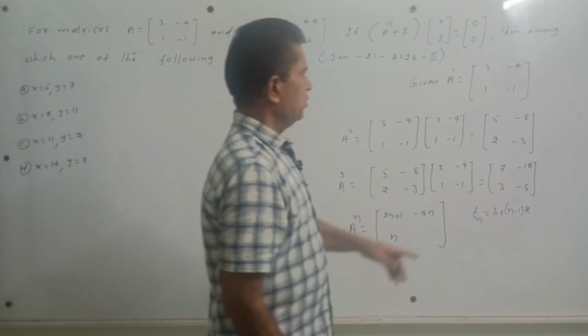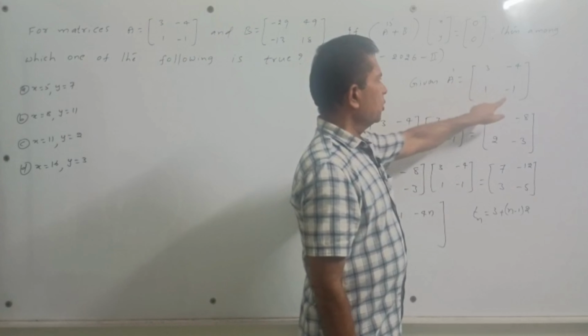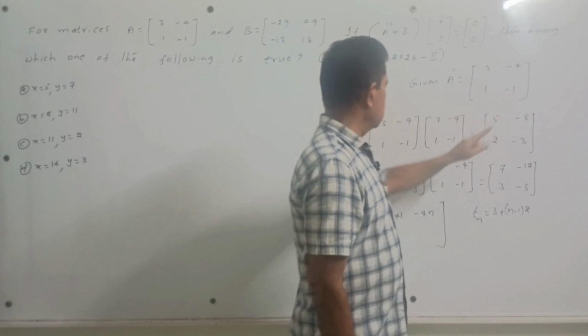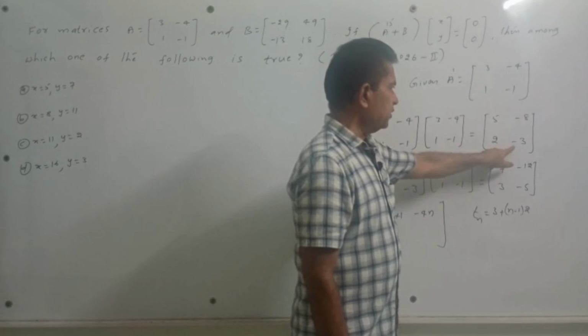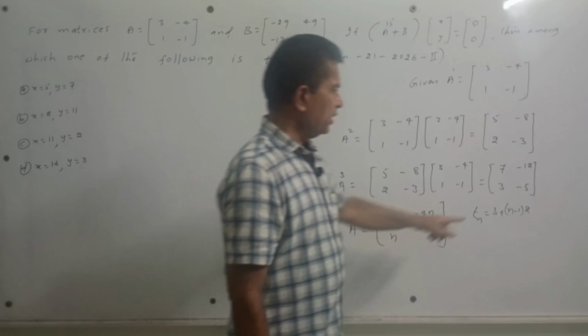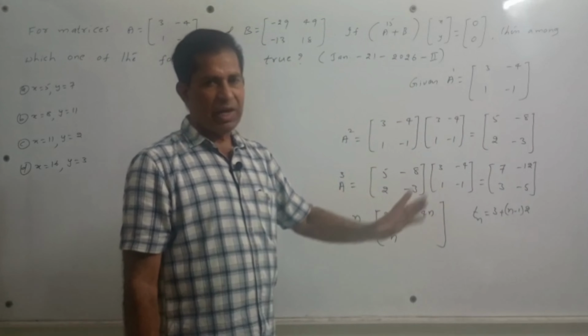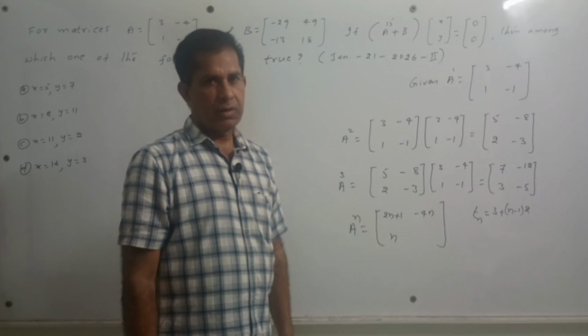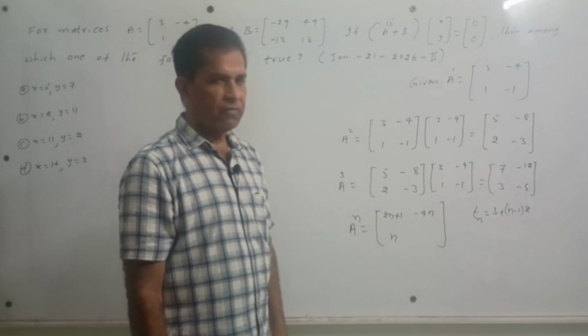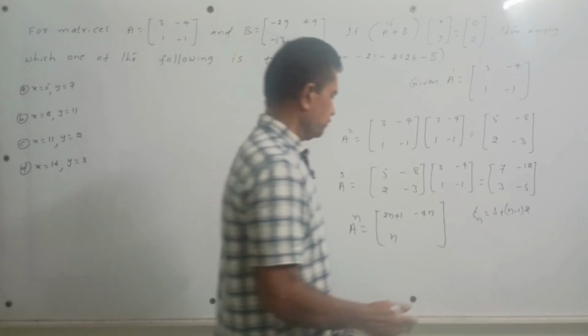Next, see the last element. In a to the power of 1, this is minus 1. In a square, it is minus 3. In a cube, it is minus 5. Minus 1, minus 3, minus 5, etc. are in arithmetic progression with common difference minus 2.